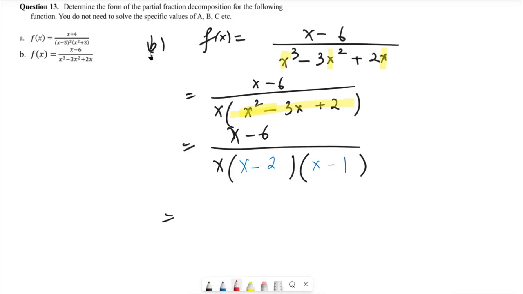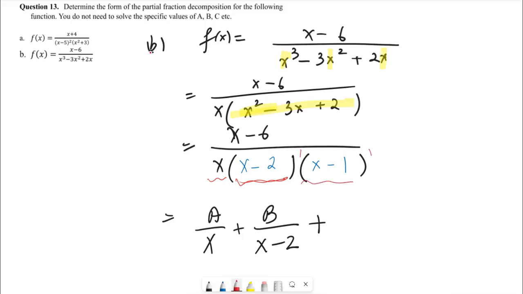For writing partial fractions, you need to see how many factors there are in the denominator. The first factor is x. For that, our partial fraction would be A by x. The second factor is a linear factor, unique, no power, only one. For that, we will have only one fraction, B by (x − 2), plus. There is another linear factor which is also non-repeated. For that, it will be C divided by (x − 1).